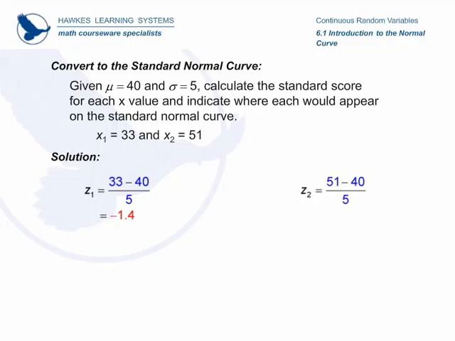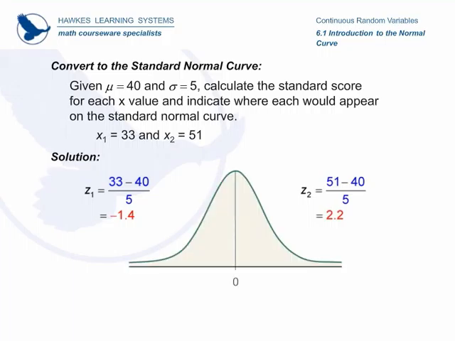Next, let's take a look at our z sub 2, or z-score for our data value 2. And that would equal 51 minus 40 divided by 5. 51 is our data value x sub 2, minus 40, which is our mean, divided by 5, which is our standard deviation. So our z-score sub 2 equals 2.2.